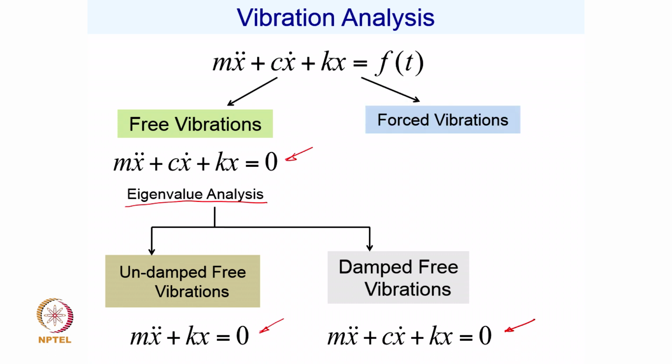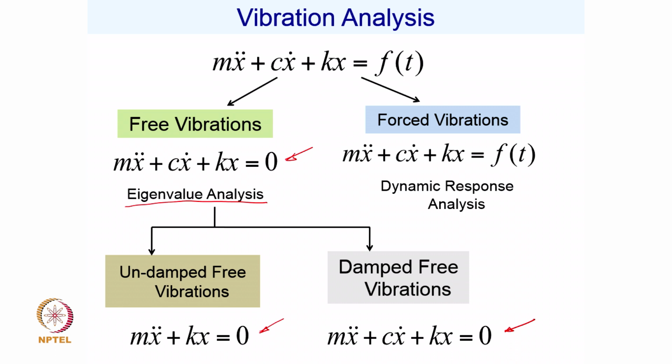The other way is to retain the right hand side forcing term, and then you are essentially investigating the vibratory response for forced excitation, and then the equation gives you the forced vibration response of the system. So, of course, you retain the right hand side term and then solve this equation for getting x of t, and the analysis is typically called the dynamic response analysis.